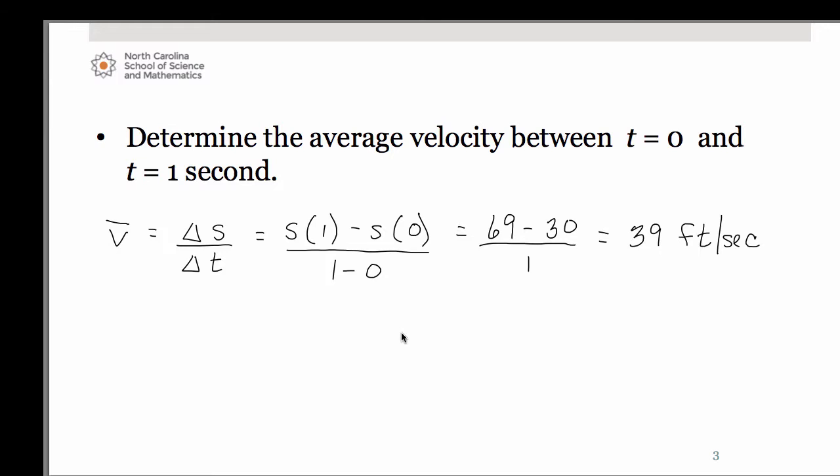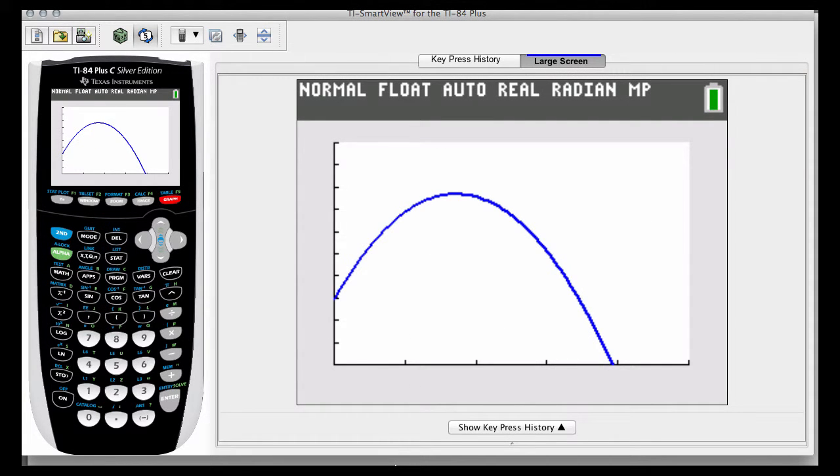Now let's talk about the fact that this came out as a positive value. Since we have a positive 39, that tells us that the motion of the ball is still upward between 0 and 1 second. So let's take a look at the graph really quick. And that's what the graph looks like. So here's t equals 0, here's t equals 1, and you can see that it is going upward over that period of time. That's why the average velocity came out positive.